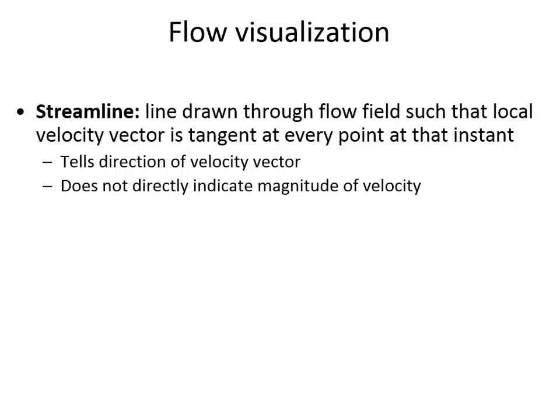If it's going this way, then it's still a non-uniform flow, and the velocity would be slow here, and the velocity would be greater there.